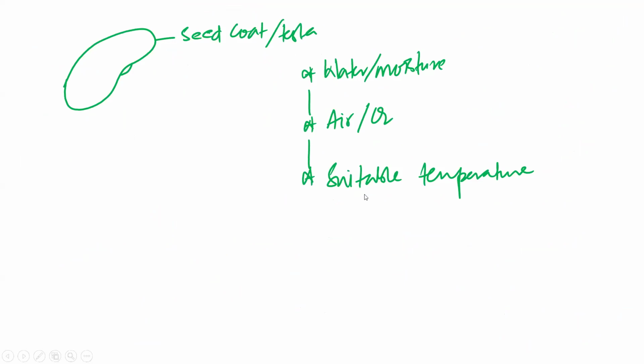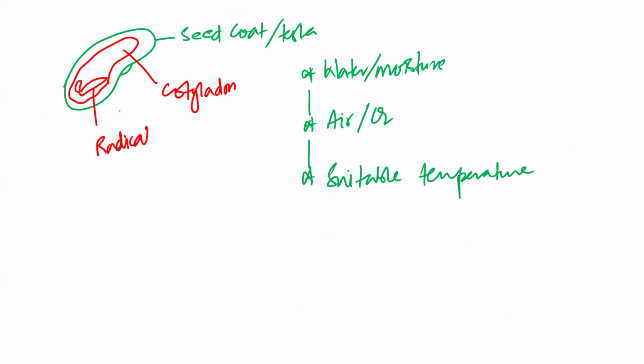Yes, the internal part of the seed, inside the seed coat, the biggest structure is the cotyledon. It's the food reserve. And what comes out of the seed first of all is the radicle, the future root. Then another thing that comes is the plumule. The radicle is bigger in size, the plumule is small in size.